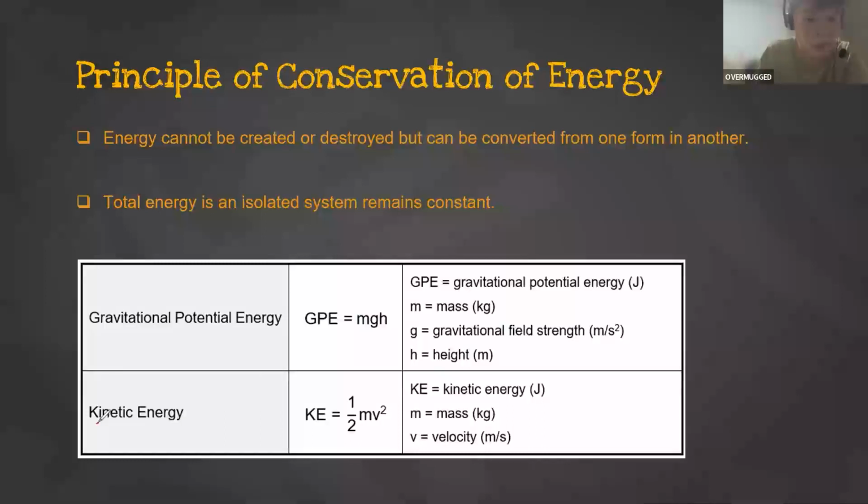Okay. Kinetic energy equals half mv squared. The mass m is still in kg. Your velocity is in meters per second. That's what this v represents. Energy is in joules, so you can see over here.